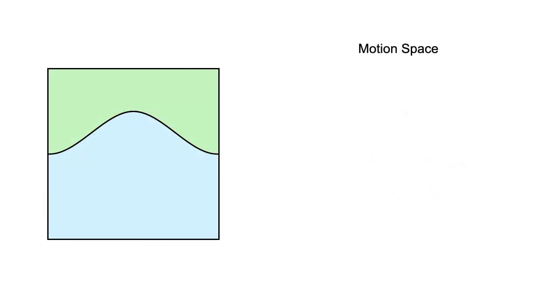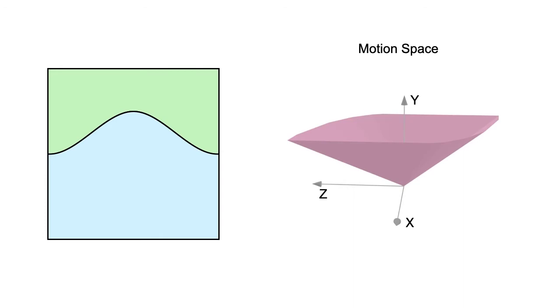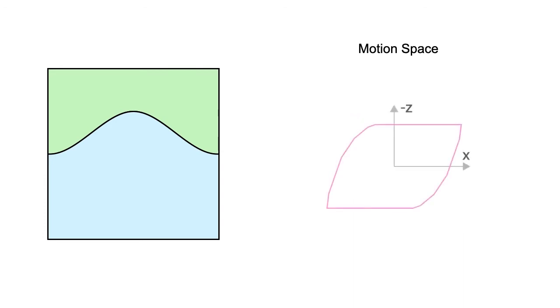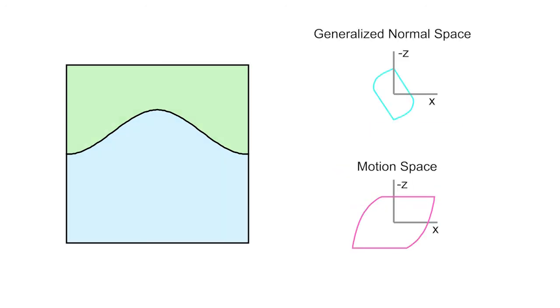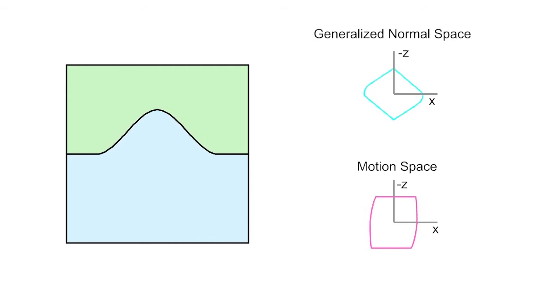The motion space is also a 3D cone, which can be represented by its conic section. By changing the joint's geometry, the motion space and generalized normal space are changed accordingly.